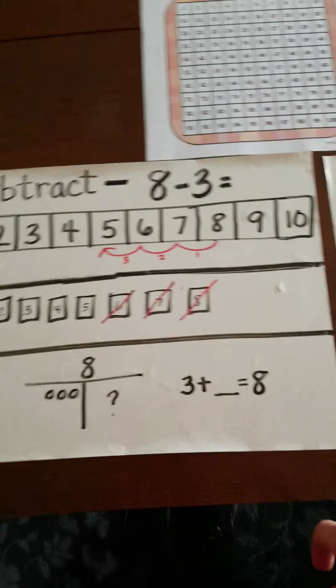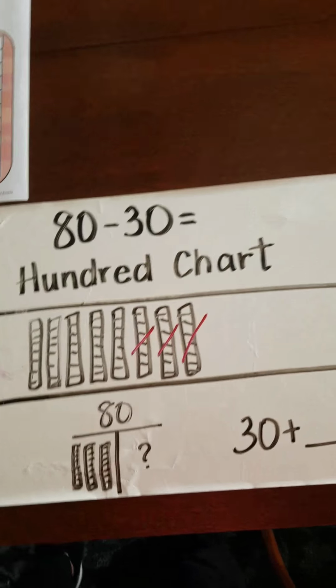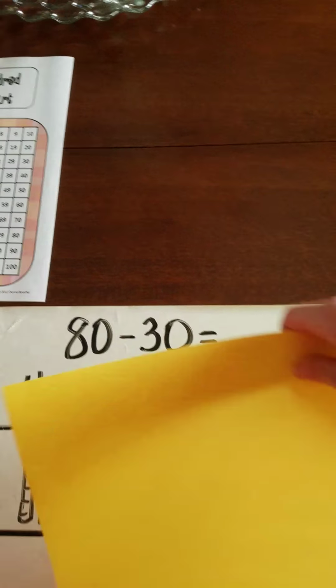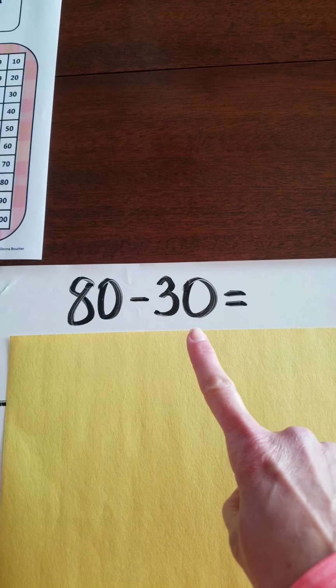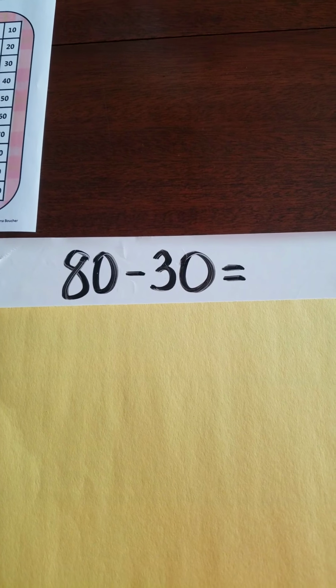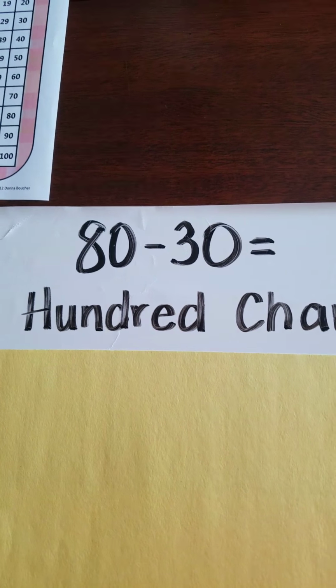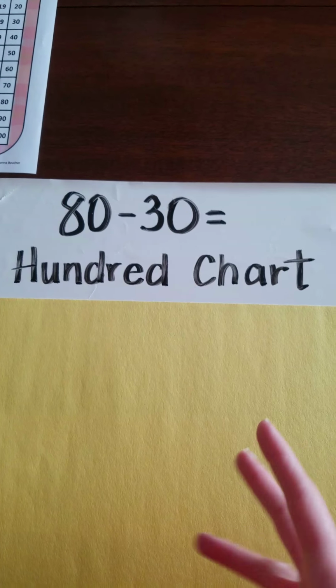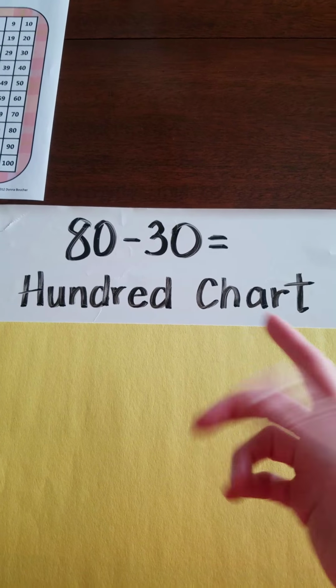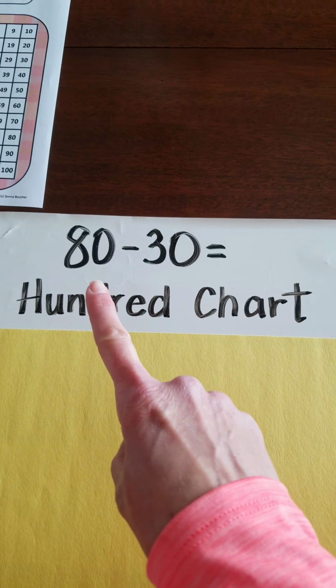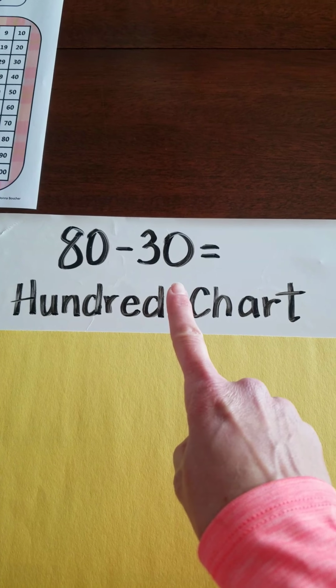Well, if you move over here, I've been thinking about how would we do 80 minus 30. Well, the first way would be to count back. And we would have to do that with a 100 chart, right? Or think of tens and ones, right? We could think of this as 8 tens, and we could think of that as 3 tens.